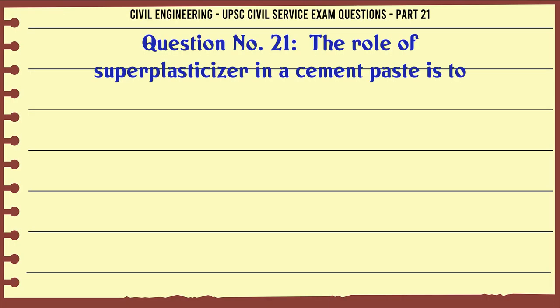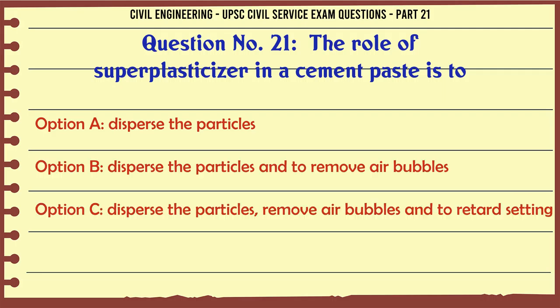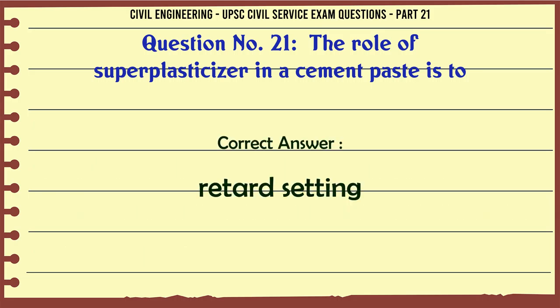The role of superplasticizer in a cement paste is to A. Disperse the particles, B. Disperse the particles and to remove air bubbles, C. Disperse the particles, remove air bubbles and to retard setting, D. Retard setting. The correct answer is retard setting.